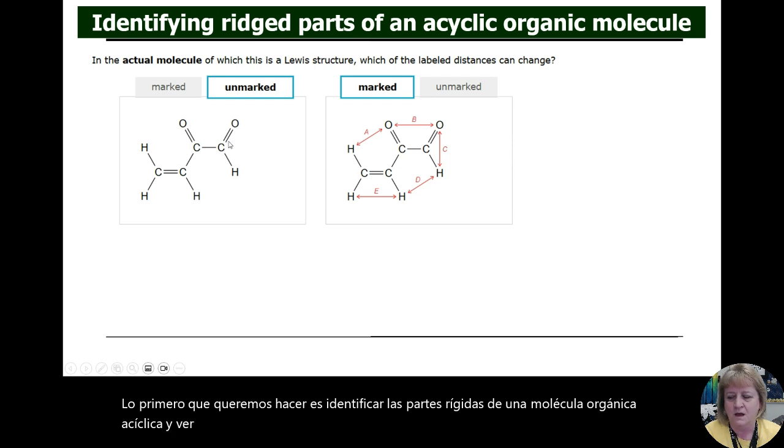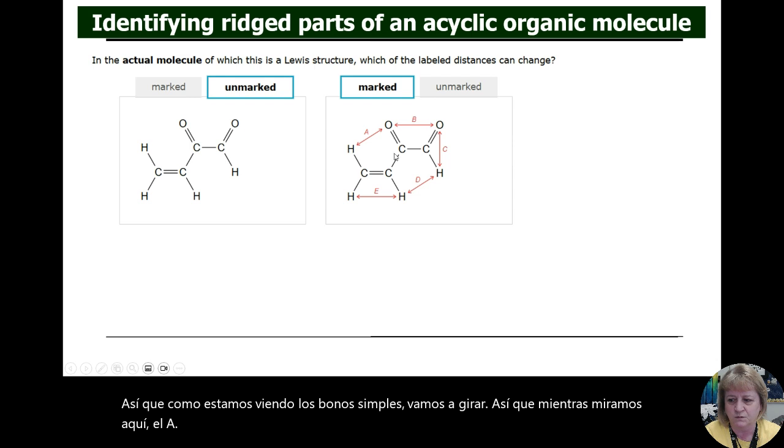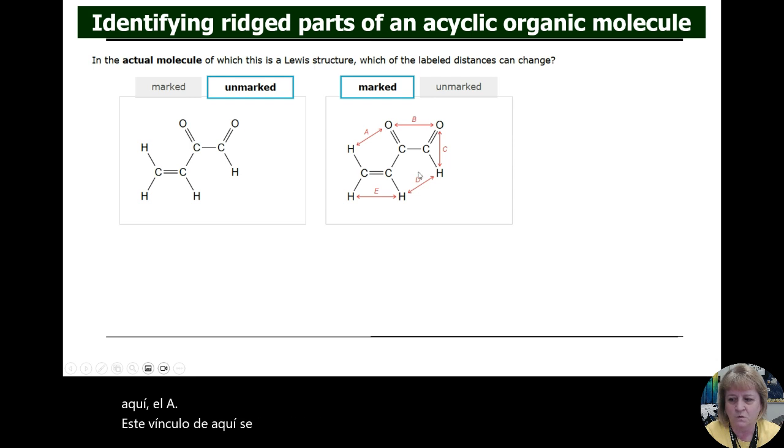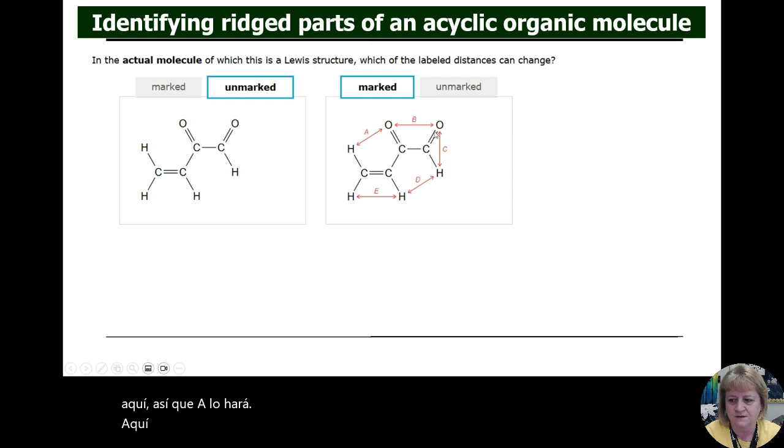Now remember, double bonds won't shift, but single bonds will twist. So as we're looking at single bonds, they will twist. Looking here, this bond right here will twist. Because this bond will twist, the O will come over here, so A will move. Here, the B, this bond will shift, so the O will shift.